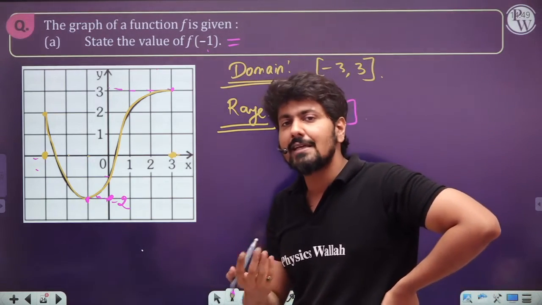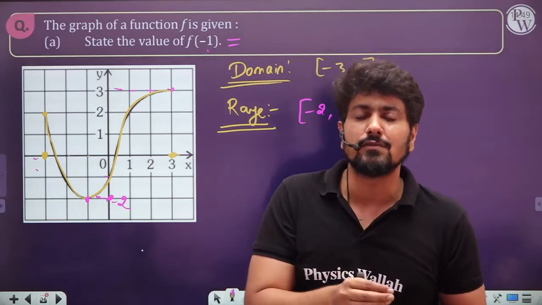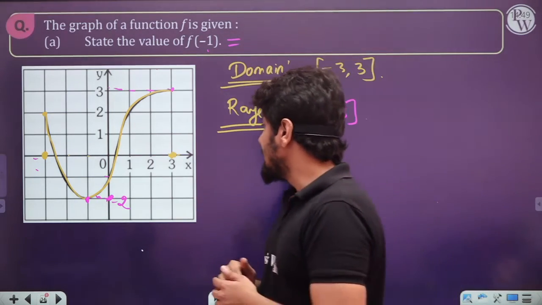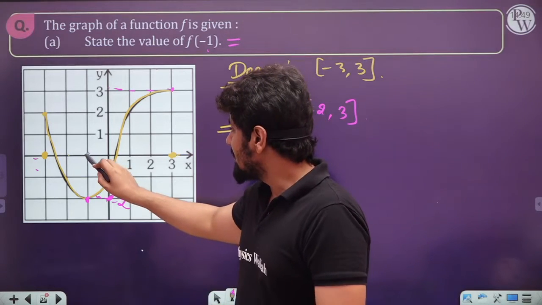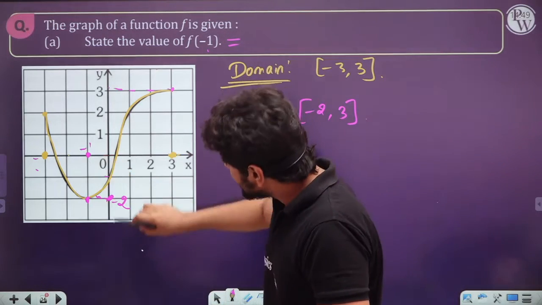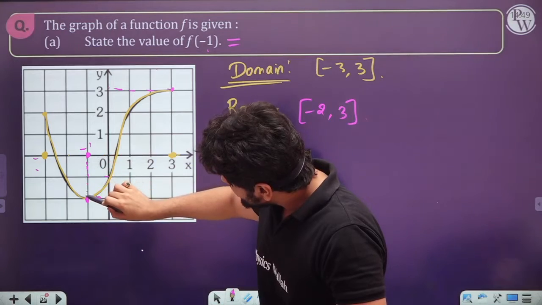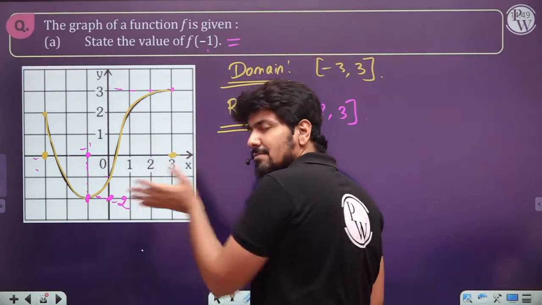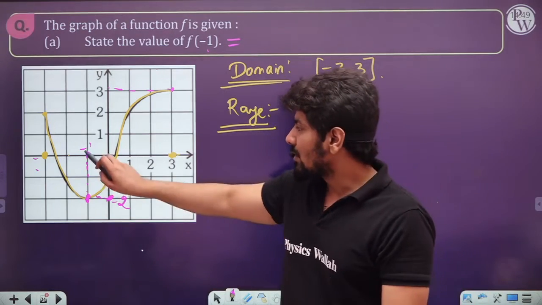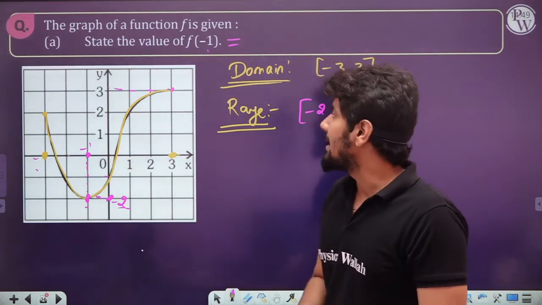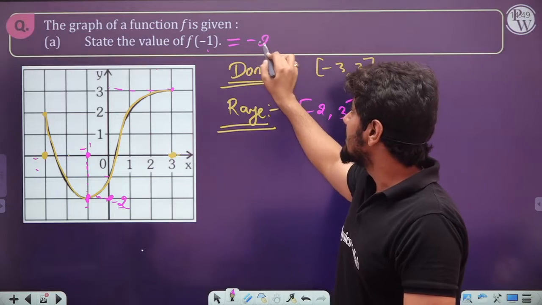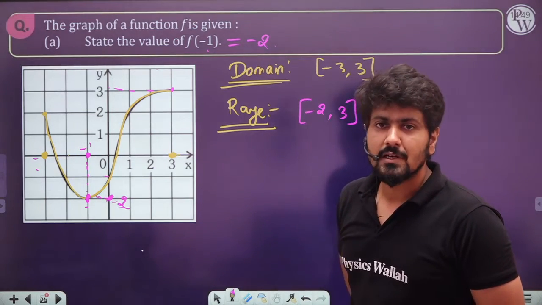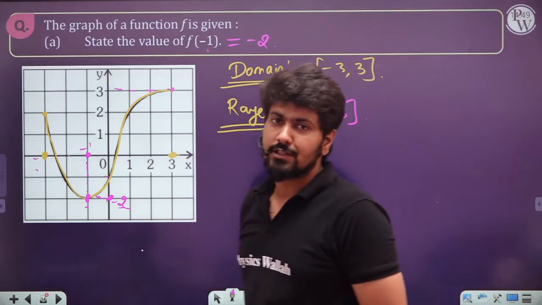Or in other words, I can say that when I put input as -1, what's the output in that scenario? When the input is -1, when the x coordinate is -1, you can see the y coordinate is -2. So f of -1 is equal to -2. This is a function, right?